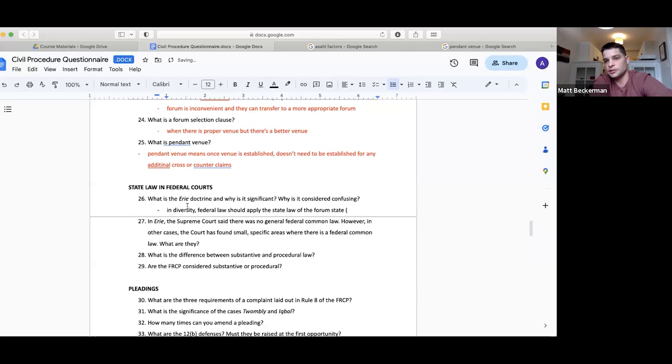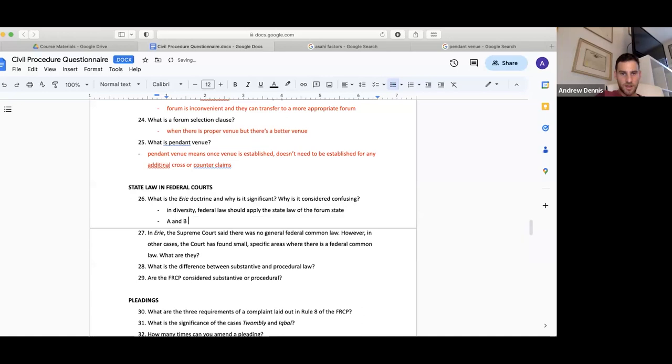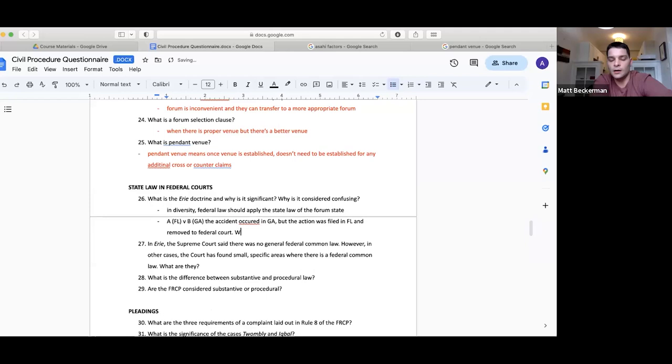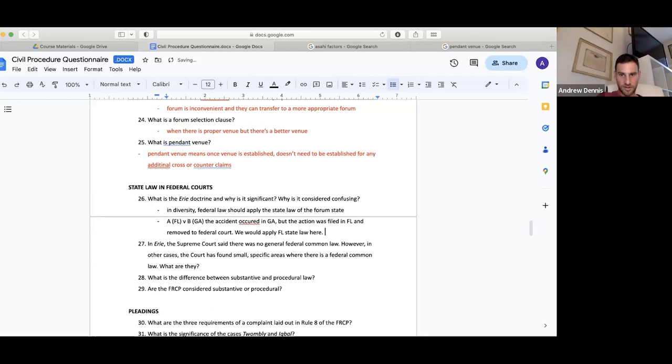Meaning, A is from Florida versus B from Georgia, right? And the accident occurred in Georgia, but the action was filed in Florida and removed to federal court. We would apply Florida state law here. Does that make sense? Even though the cause of action occurred in Georgia, it's where the state court is sitting in diversity. We're going to apply that.